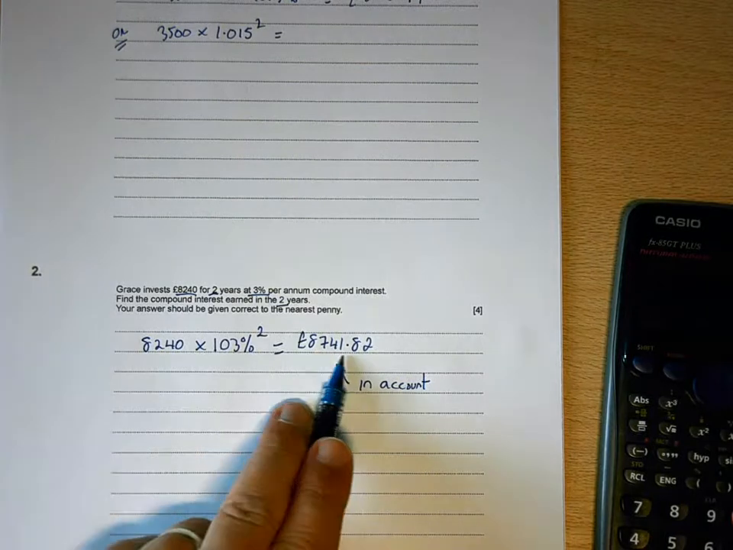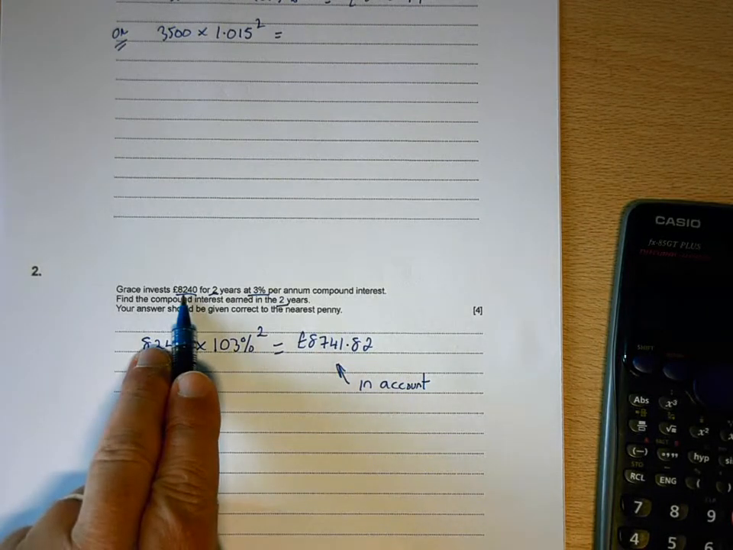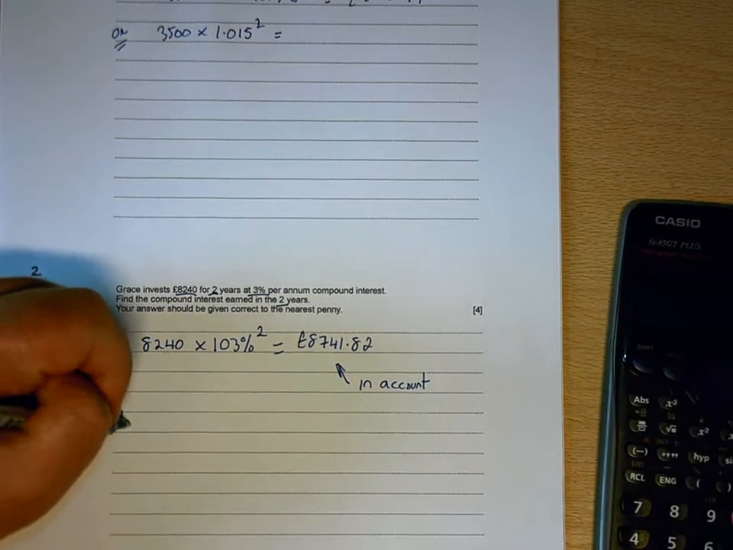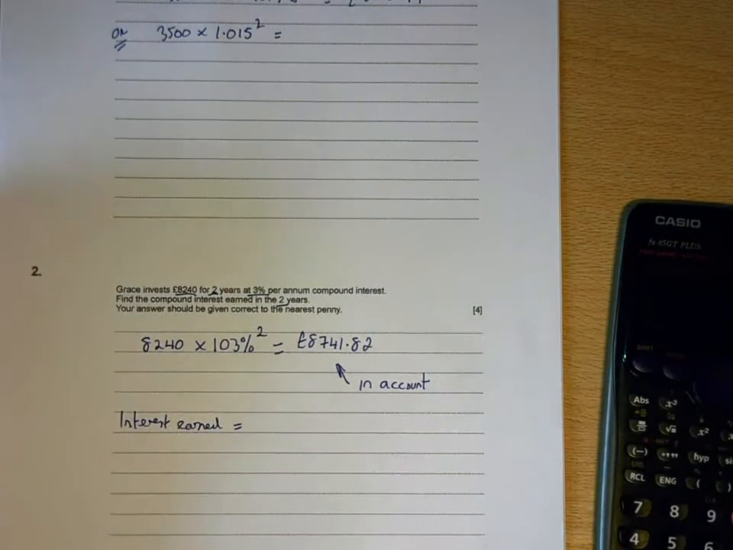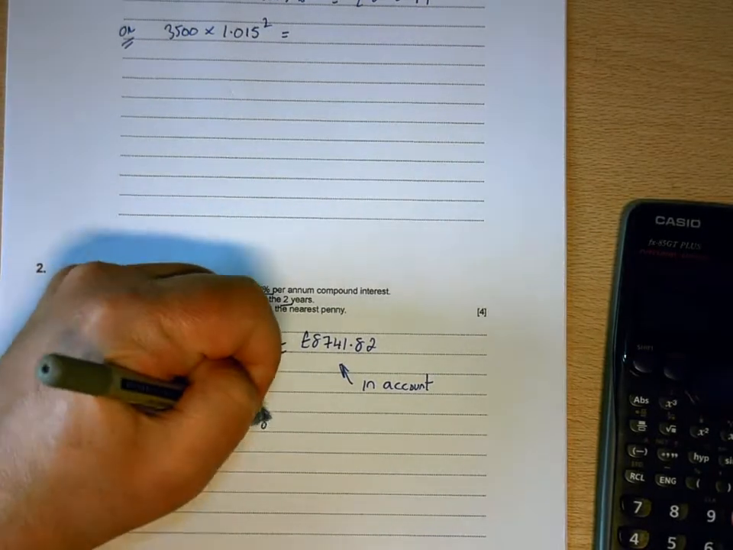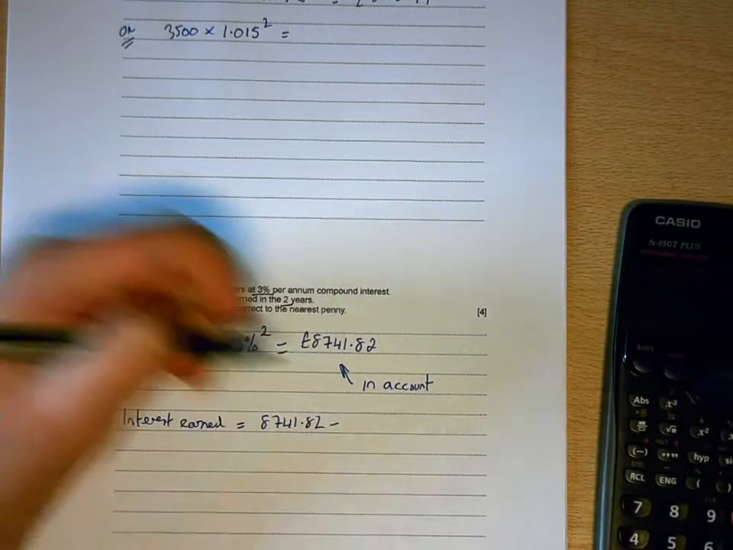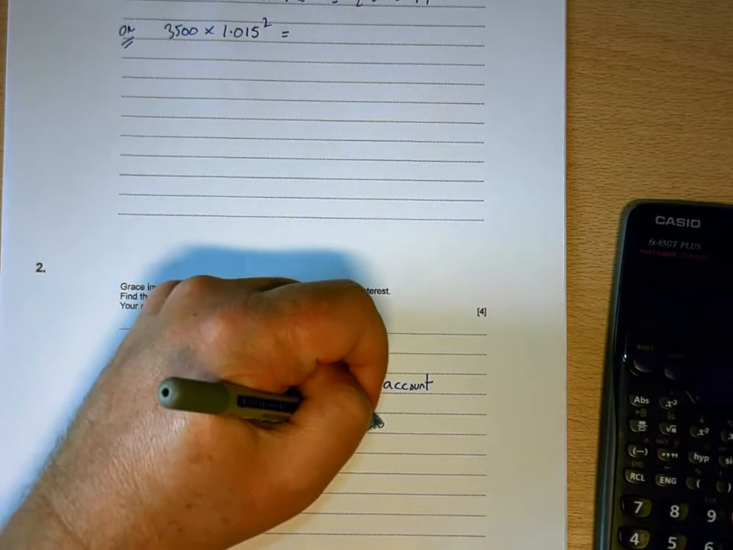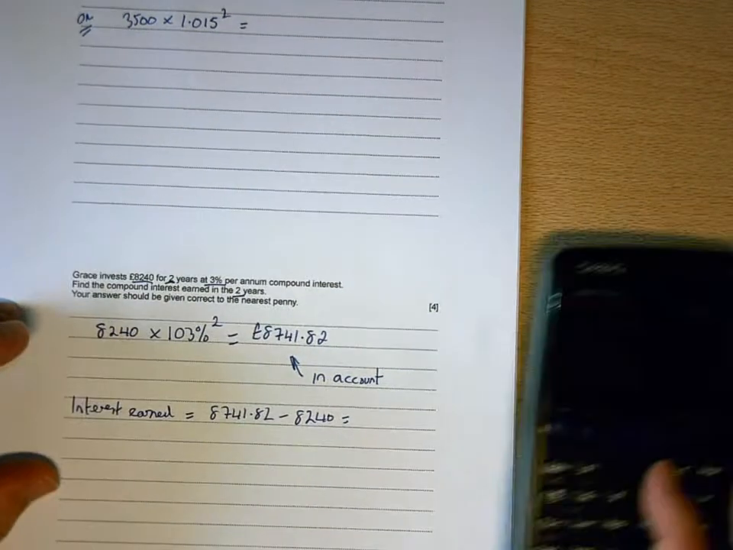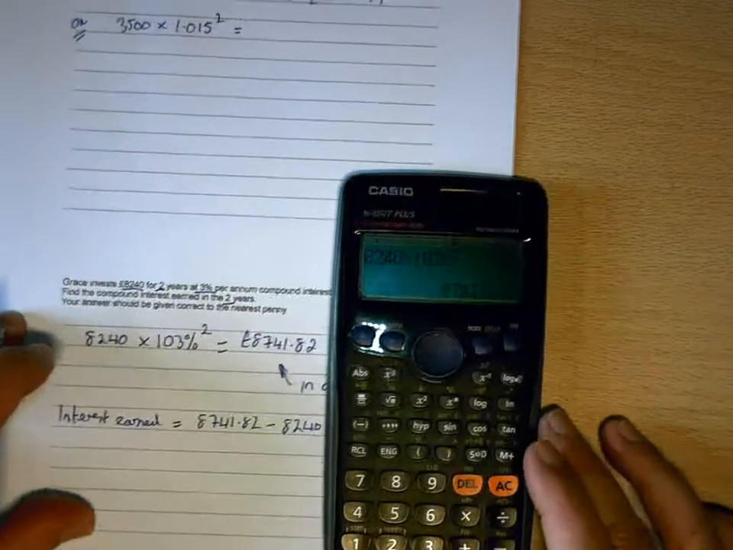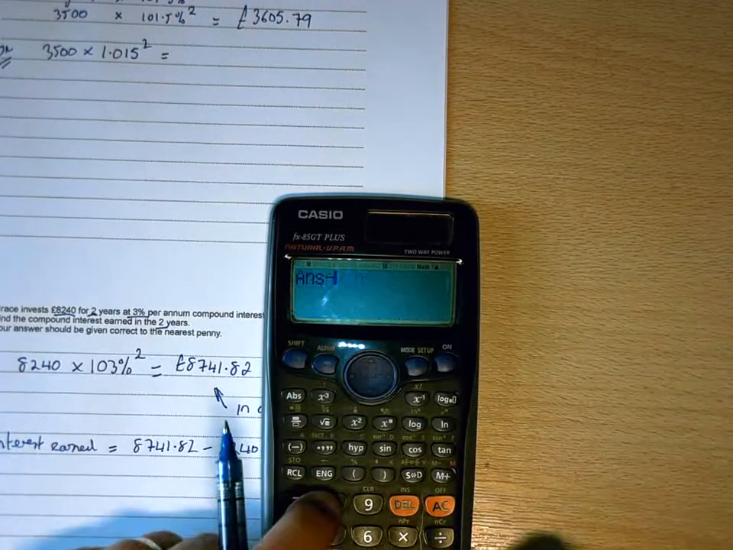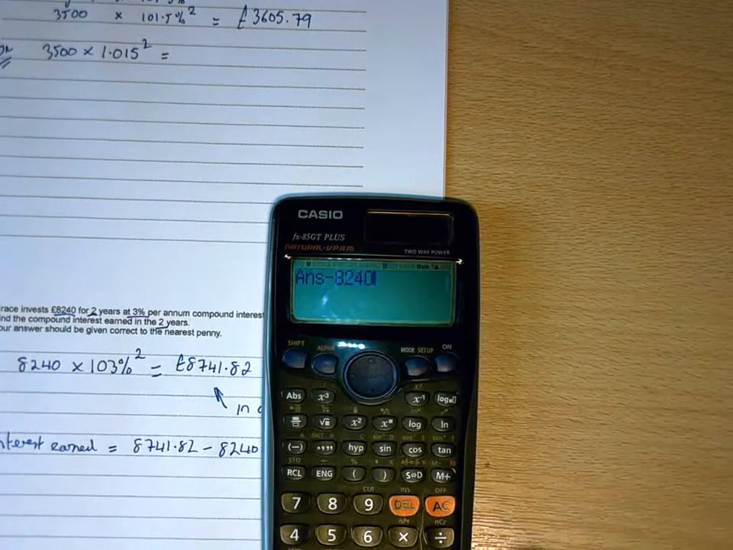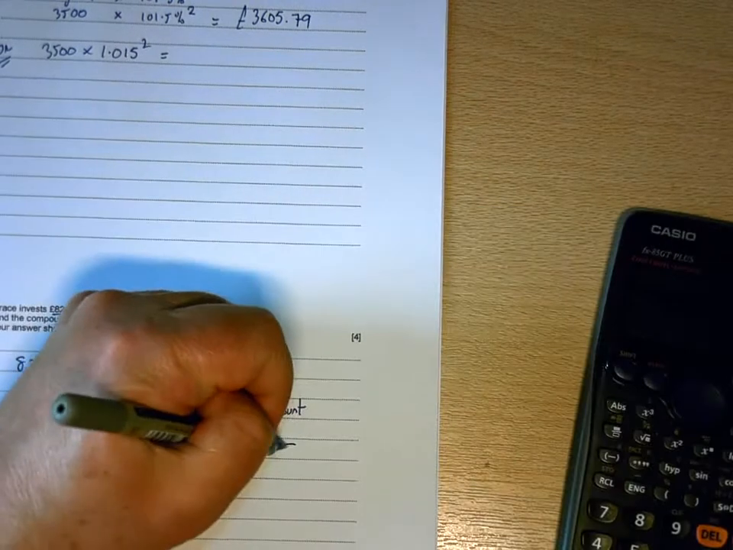So the interest earned is how much is in the account less what's originally put in. So 8741.82 less the original sum, 8240, is £501.82.